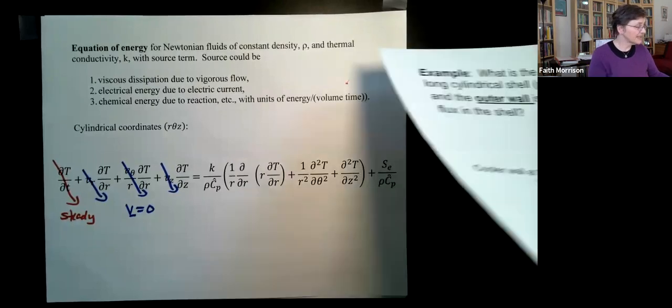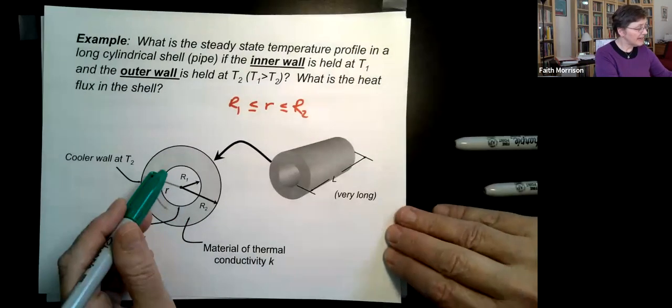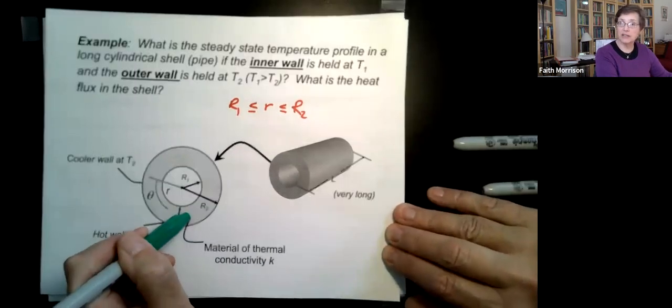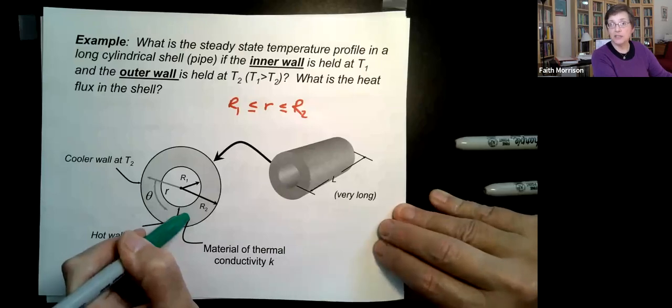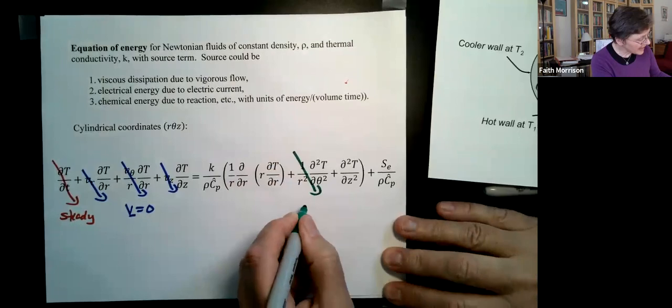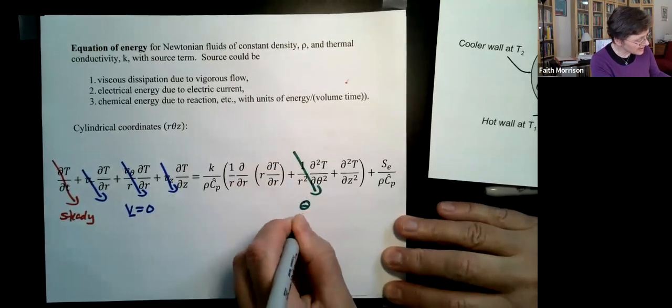The next term is the second derivative with respect to theta. And it's asking if we expect there to be a variation at different theta positions in the tube. And we don't expect that. So we can call that theta symmetry and say there should be no variation due to theta symmetry.